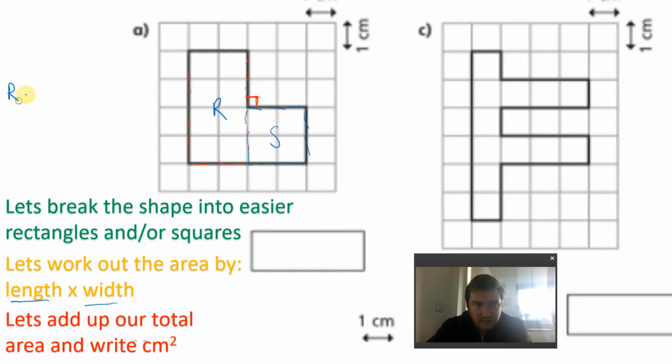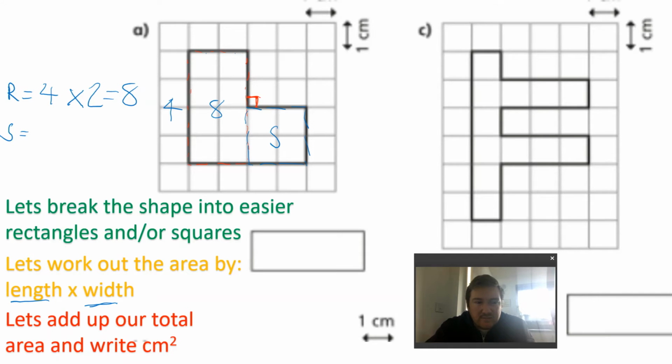So R equals, how long is the shape? 1, 2, 3, 4. It is 4 squares long. I need to times that by the width, and it is 2 squares wide. 4 times 2, I know, is 8. So R equals 8. So the area of this portion is 8 centimeters squared. Sorry, that looks very messy. It's 8 centimeters squared.